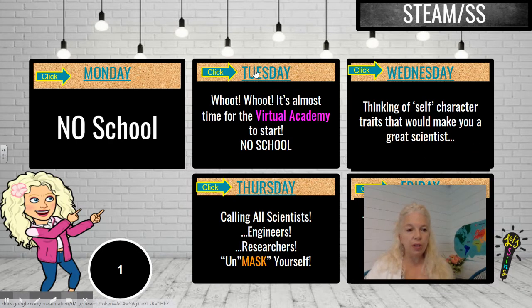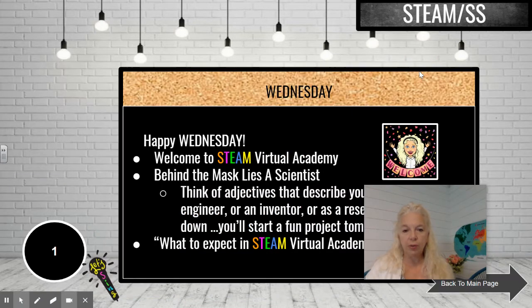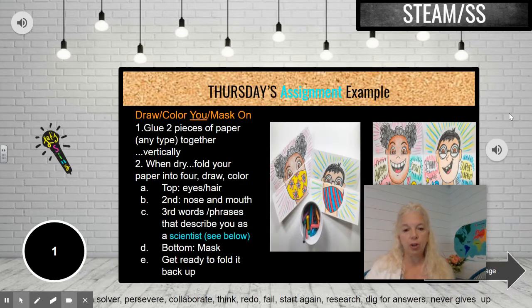And on each of these, you can click on what's going on. Since we start school on Wednesday, you can click on Wednesday and you can see that on Wednesday, you're going to be thinking of words and writing these words down, or character traits. Write down the character traits that show why you would make a good scientist or an engineer. By Thursday, then, you're going to start drawing yourself with a mask, and you're going to be putting the words and character traits that make you a great scientist on your mask project.